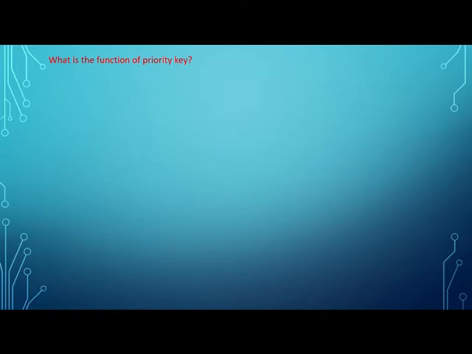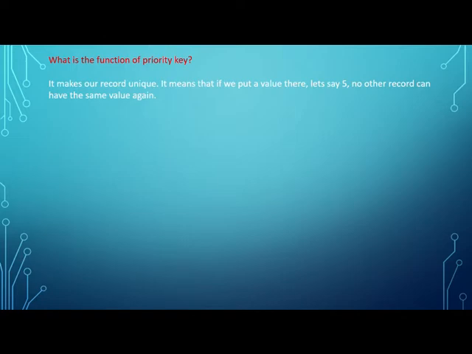What is the function of a primary key? It makes our record unique. It means that if we put a value there, let's say 5, no other record can have the same value again. That can be auto generated, or if you want to define it, it will carry a different value. Just like if we have an IC number that is unique, so it will be the primary key.